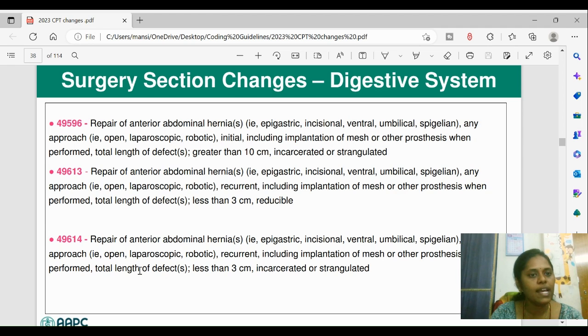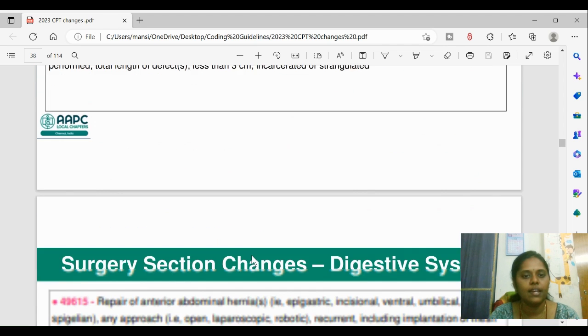Now, 49613 tells anterior abdominal hernias recurrent. That means already once the hernia came at the same site and now it is repeating. That repeating, it is coming a number of times again, so that is said to be recurrent abdominal hernias. Recurrent less than 3 centimeters, reducible. Less than 3 centimeters recurrent, incarcerated or strangulated is 49614.